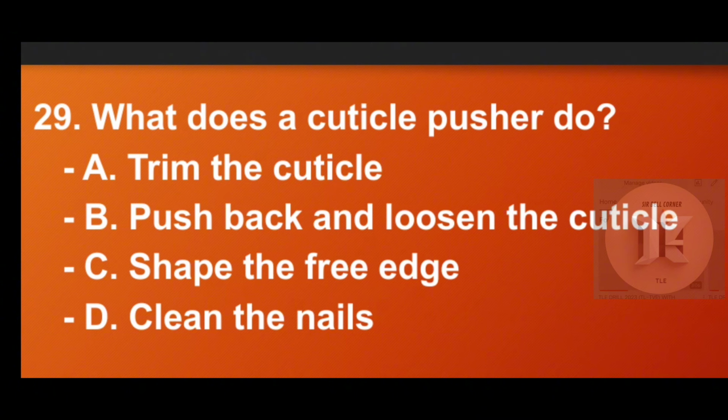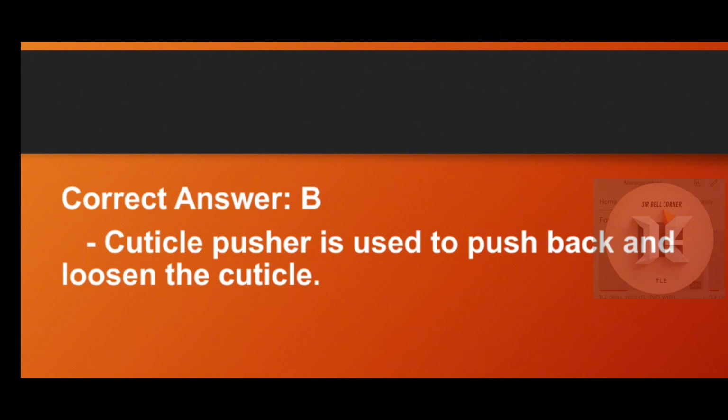29. What does a cuticle pusher do? A. Trim the cuticle. B. Push back and loosen the cuticle. C. Shape the free edge. D. Clean the nails. Correct answer. B. Cuticle pusher is used to push back and loosen the cuticle.